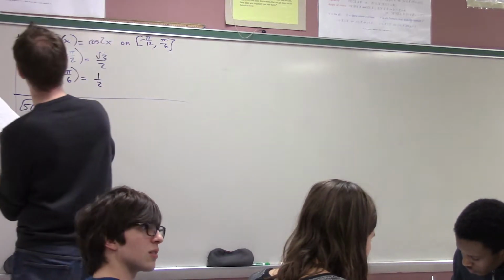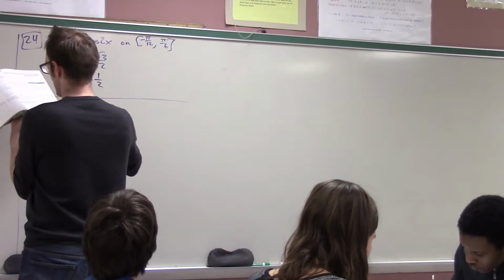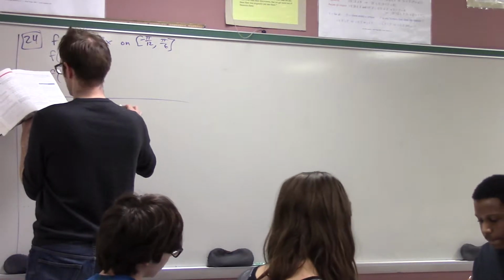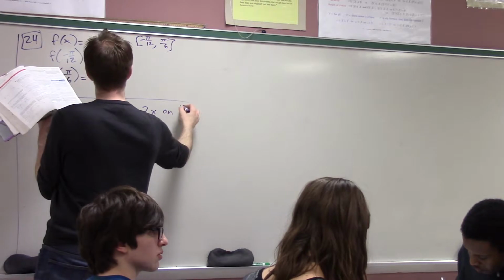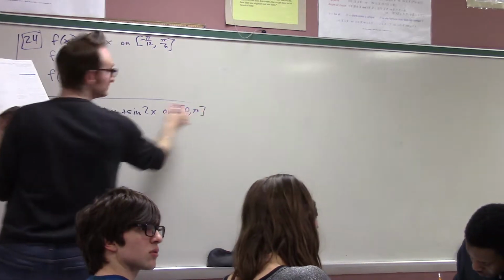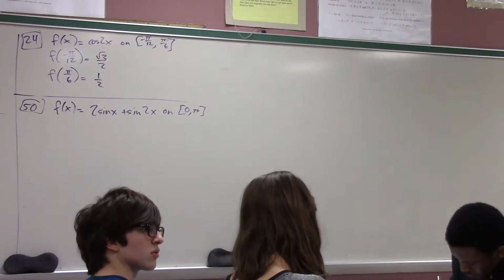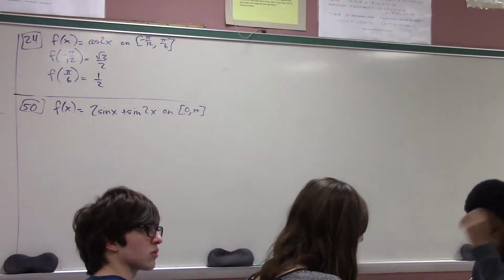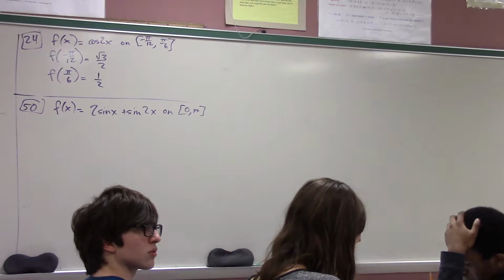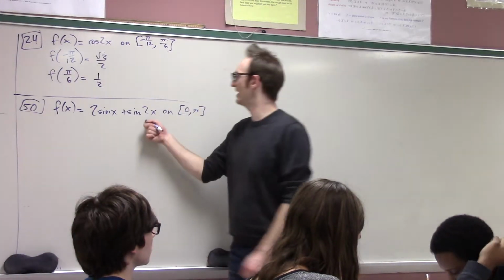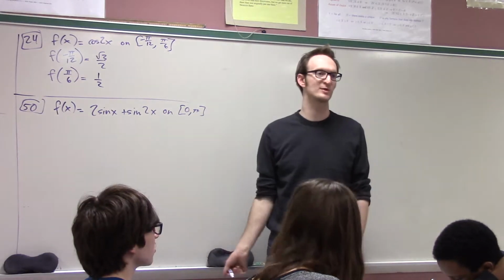50 is this function 2 sine x plus sine 2x on the interval 0 to pi. And here are the directions. Determine whether the mean value theorem can be applied to f on the closed interval. If so, find all values that satisfy the mean value theorem. All right. Well, can we apply the mean value theorem? Yeah, we can. This is a continuous and differentiable function.